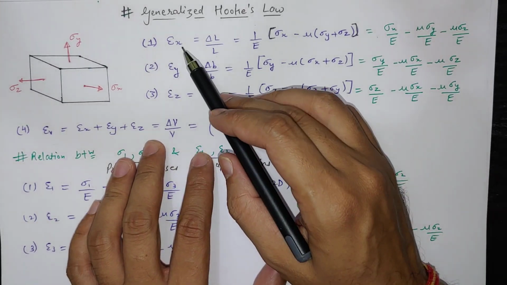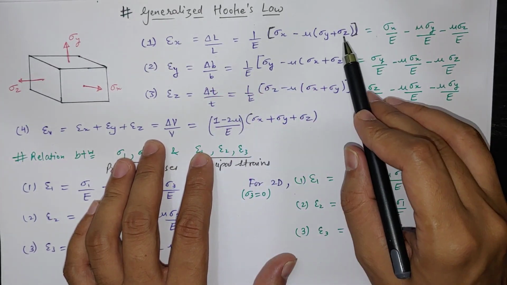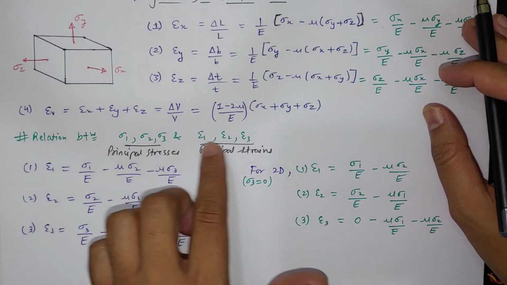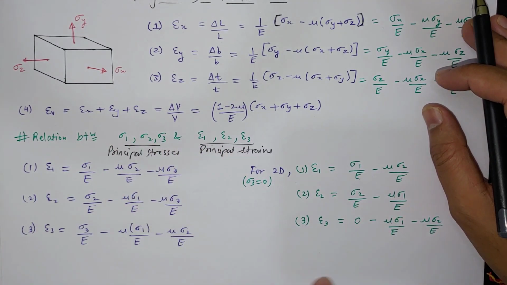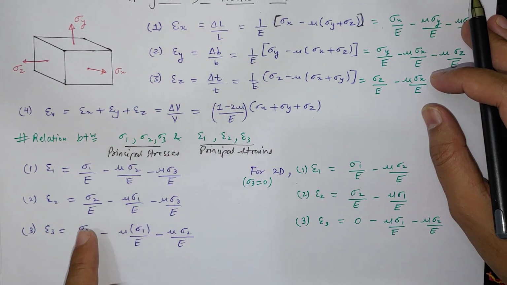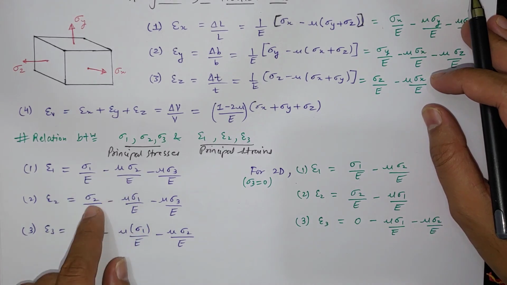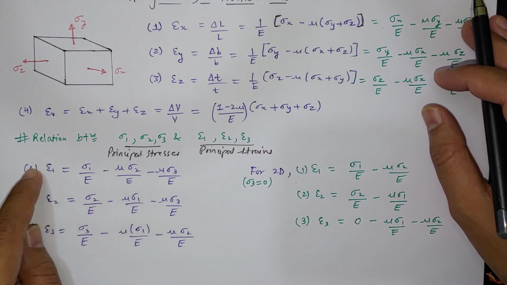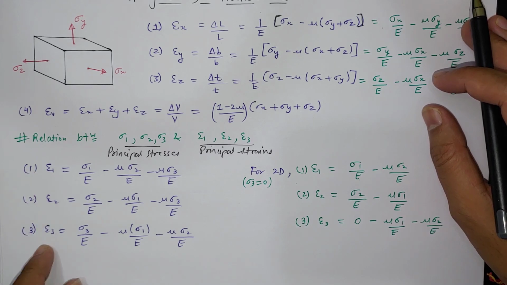Similarly, we can find biaxial stress for this if we keep sigma z equal to 0. So these are the equations for principal stress and principal strain. We can find it from these equations. We can solve for sigma 1, sigma 2, sigma 3 from these equations, and we can find them in terms of epsilon 1, epsilon 2, and epsilon 3.